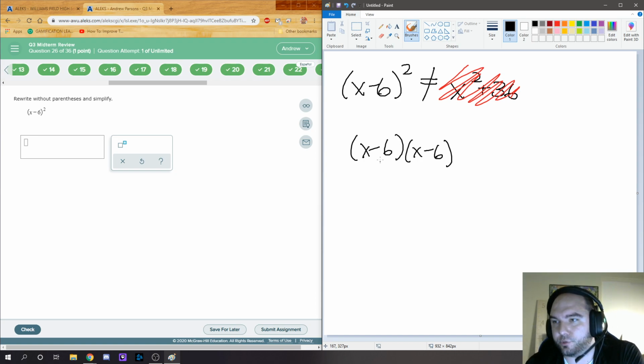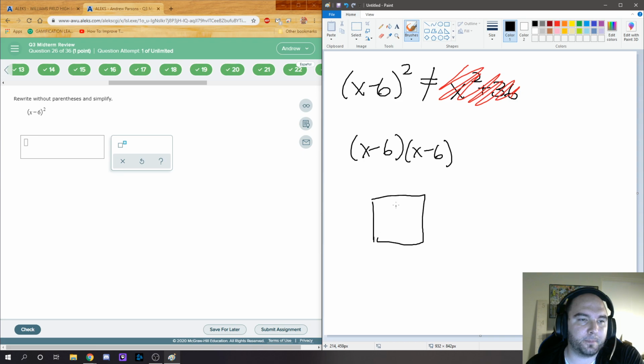Now, from here, you can do what you want. You can do FOIL, or you could use a box, whatever you want to do. It's been a minute since I used the box. We'll use a box here. Usually when kids ask what I would recommend they do, I say put it in the box. So I'm going to do that here. x squared, negative 6x, another negative 6x, and a positive 36. Very important that negative 6 times negative 6 makes a positive 36.